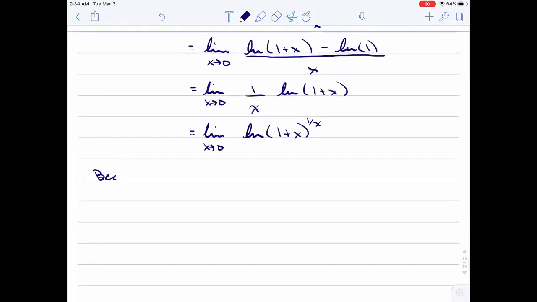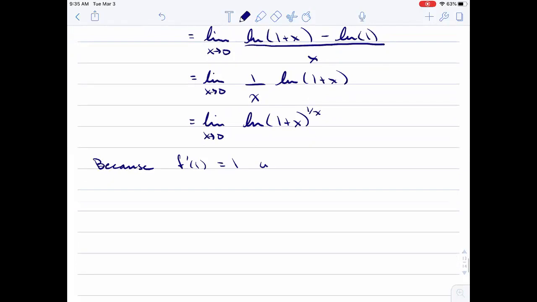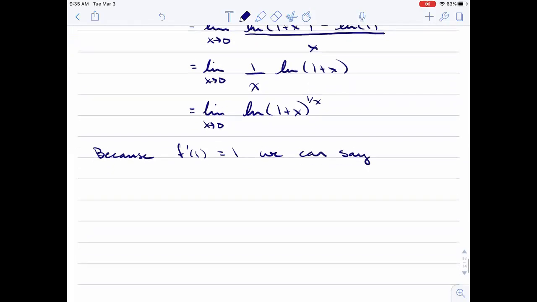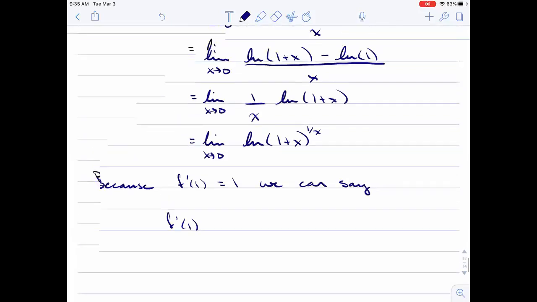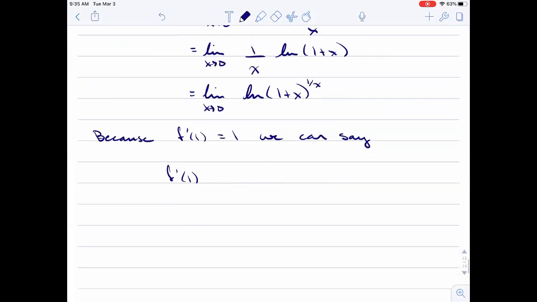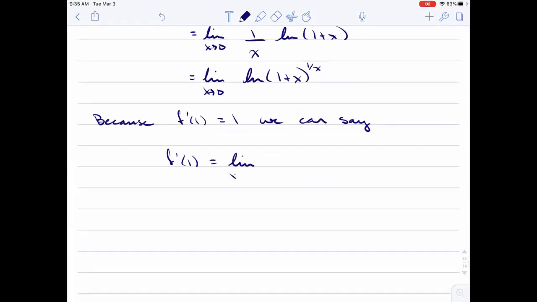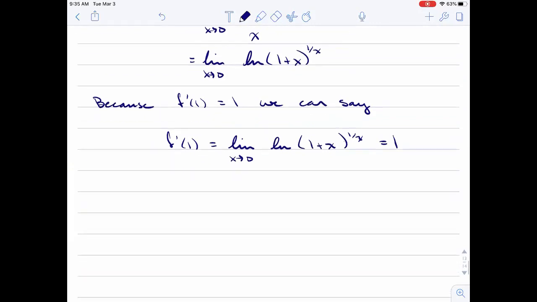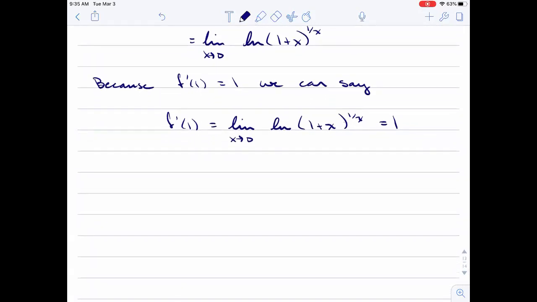And then because we already know that f prime of 1 is 1, we can say that f prime of 1, which was what we were just working on here, is the limit as x goes to 0 of the natural log of 1 plus x to the 1 over x, which is also equal to 1, right? Just squeezing in that limit inside. Makes sense that e and the natural log should have some sort of relationship, right? And so not that far-fetched anymore. Probably groundbreaking.